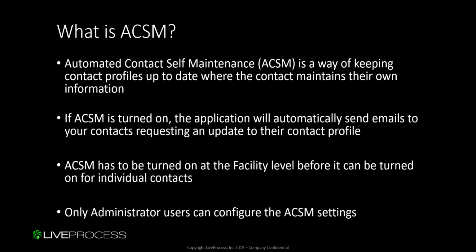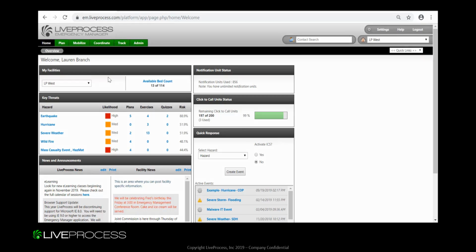If ACSM is turned on, the application will automatically send emails to your contacts requesting an update to their profile. You determine the frequency at which these emails go out. ACSM has to be turned on at the facility level before it can be turned on for individual contacts. Only those with administrative privileges in LiveProcess can configure the ACSM settings for your organization.